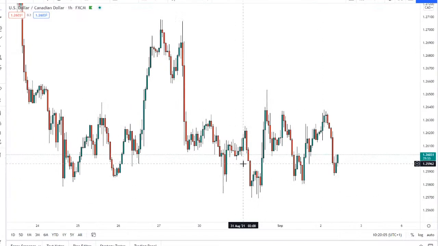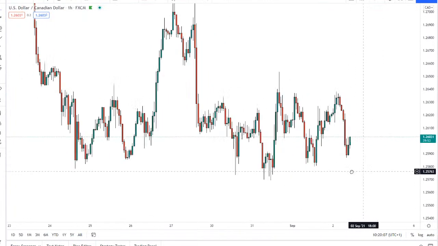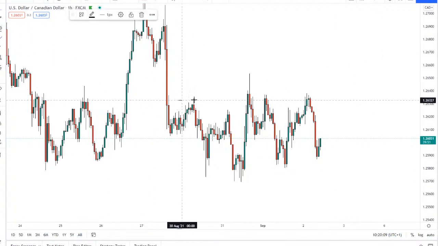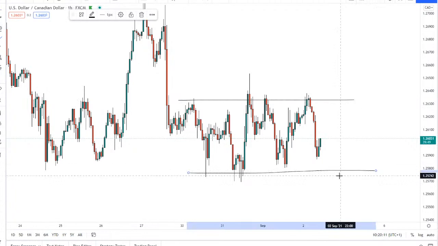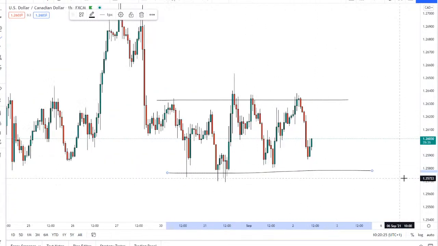USD CAD still quite choppy here. Not a fan of this pair right now. You can pretty much see now all of this is just sideways price action. Not the best pair to be trading, unless, to be fair, you go in the lower time frames, just looking to sell that resistance and buy that support, that could be a nice opportunity. But as a swing trader, for me, definitely not the best pair to be trading.